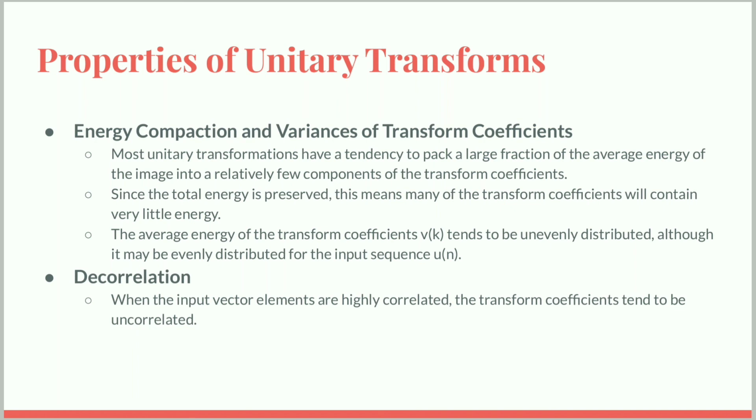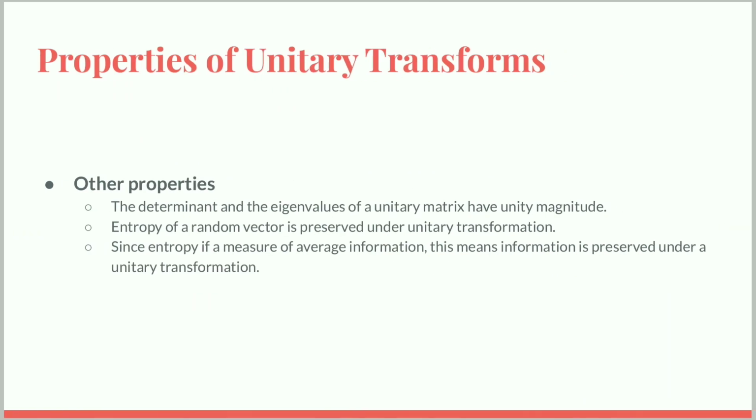Another property is based on decorrelation. Suppose the input vector elements are highly correlated, the unitary transformation coefficients tend to be uncorrelated. There are other properties as well for unitary transforms, some of which are that the determinant and the eigenvalues of a unitary matrix will have unit magnitude, entropy of a random vector is preserved under unitary transformation, and finally, since entropy is a measure of average information, this means that information is preserved under unitary transformation as well.